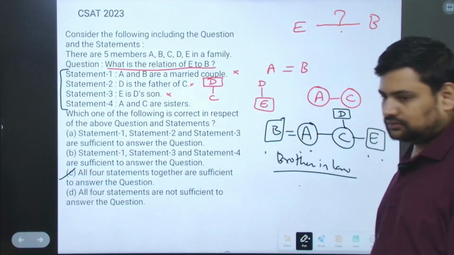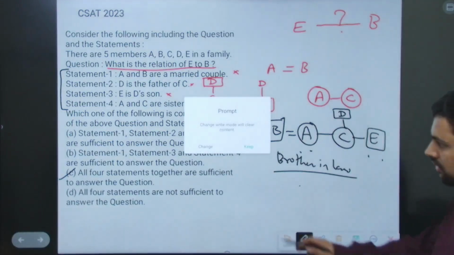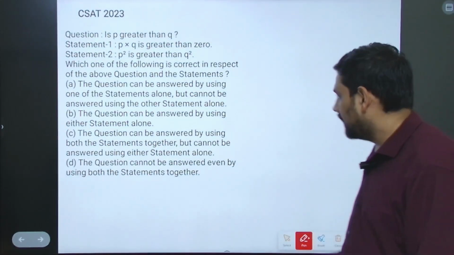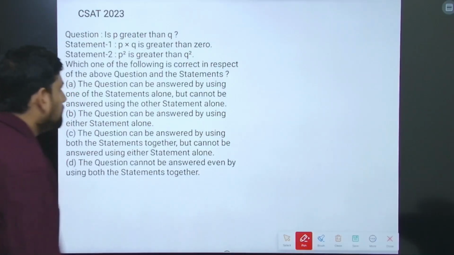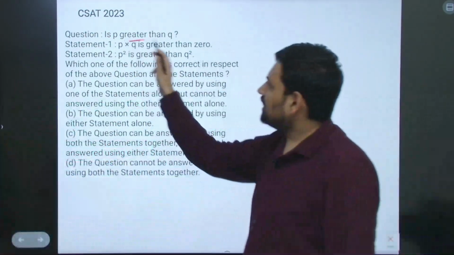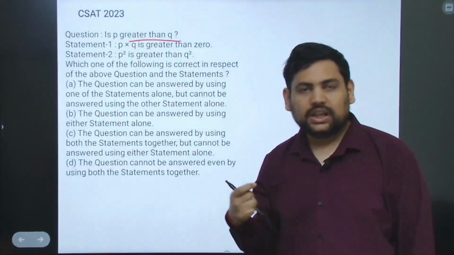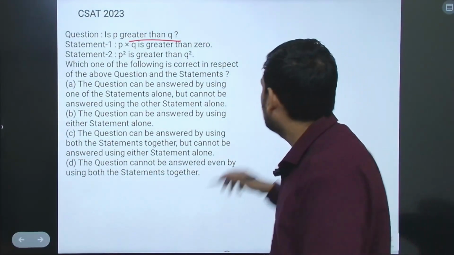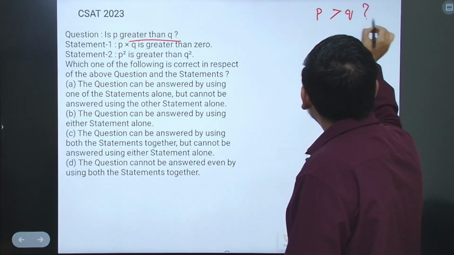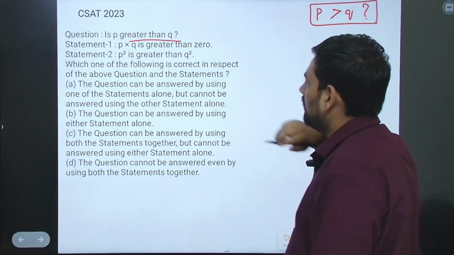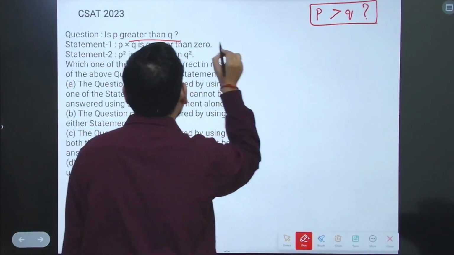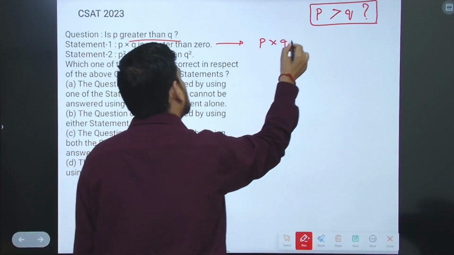Then next, now see this one. So it says what? Statement 1 says P into Q is greater than 0. Very nice. Now, ultimately the question is P greater than Q? Is P greater than Q? The question becomes P greater than Q? Question mark. Is P greater than Q? Now, first statement says P into Q is greater than 0.